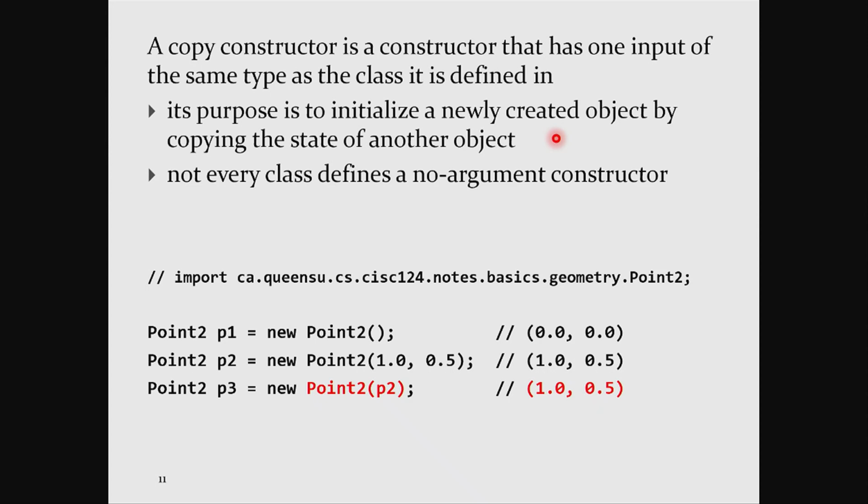The purpose of the copy constructor is to initialize a newly created object by copying the state of another existing object. So P2 is the point 1, 0.5. P3 uses a copy constructor to make a new point and copy the coordinates of point P2. So now you have two points whose coordinates are 1 and 0.5. But they're independent. If you do something with P2 to change its coordinates, P3 is still 1, 0.5. If you do something with P3 to change its coordinates, P2 is still 1, 0.5. They're independent objects.